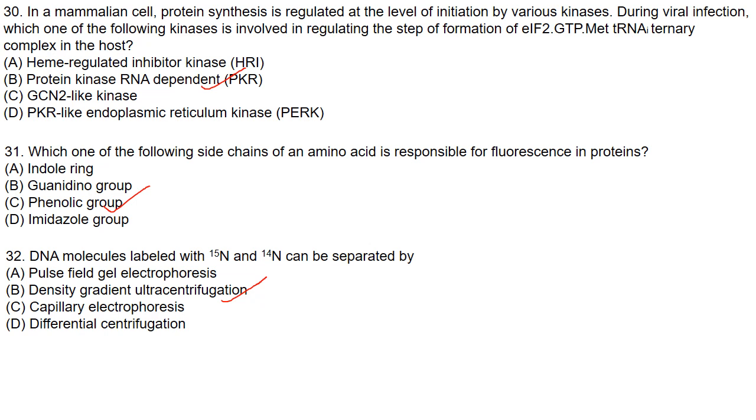Which one of the following side chains of an amino acid is responsible for fluorescence in proteins? So it is the phenolic group which is responsible for fluorescence in protein. Answer is option C. Then DNA molecules labeled with N15 and N14 can be separated by. So they can be separated by density gradient ultracentrifugation. So based on the density, the two fragments will separate.